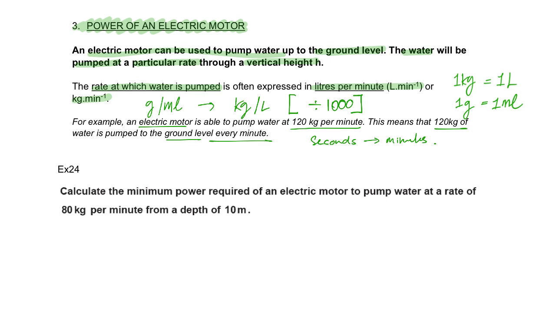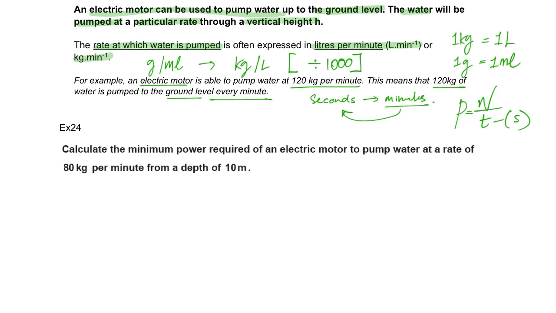Right? But also don't forget, if I have P is equal to W over T, then that time must stay in seconds. So if they give you minutes, make sure that you can get back into seconds over there. So that's the basics of power of an electric motor. Let's have a look at some examples, or let's see how this works out.